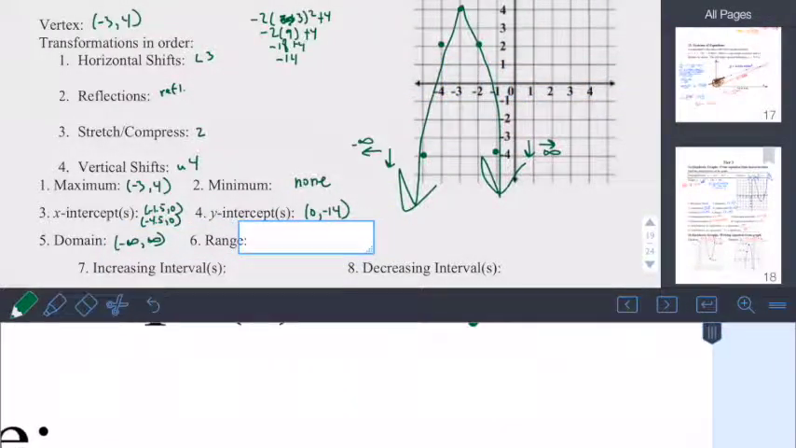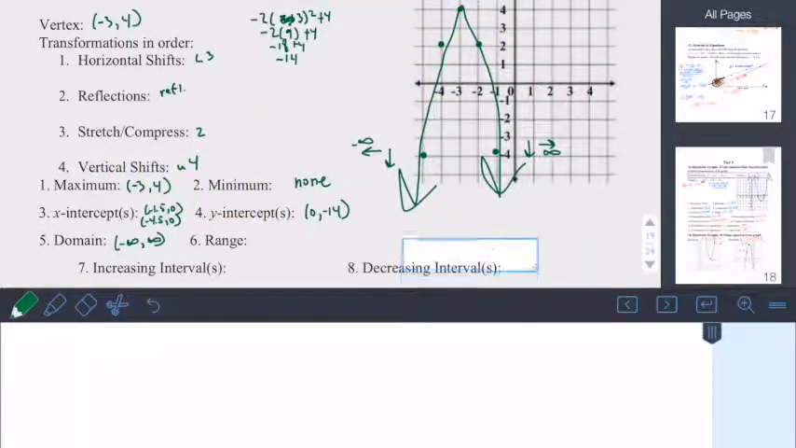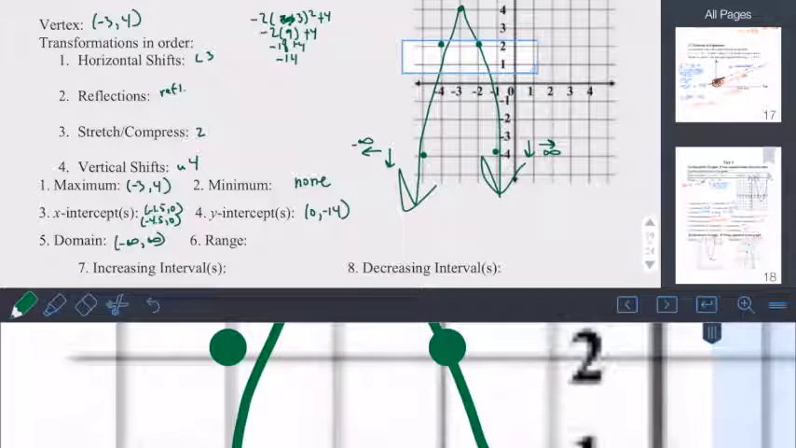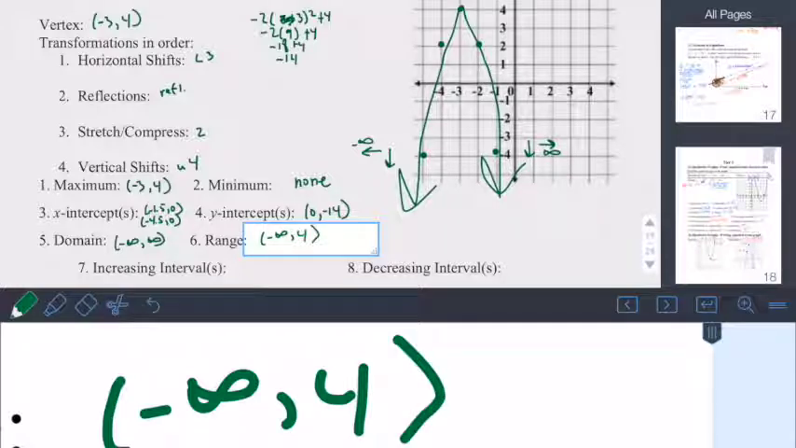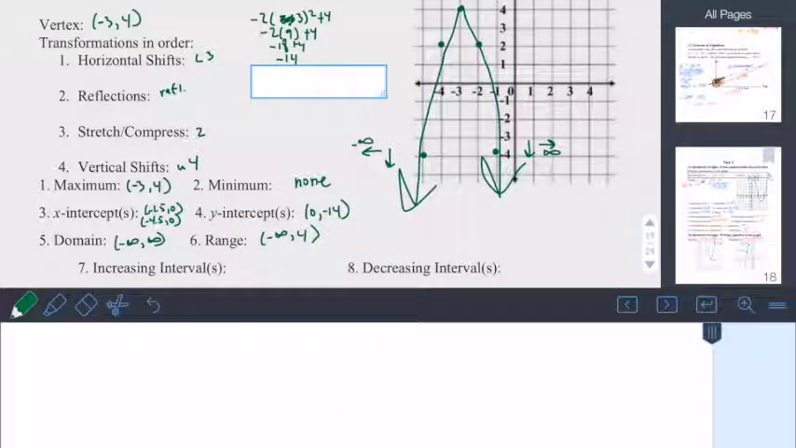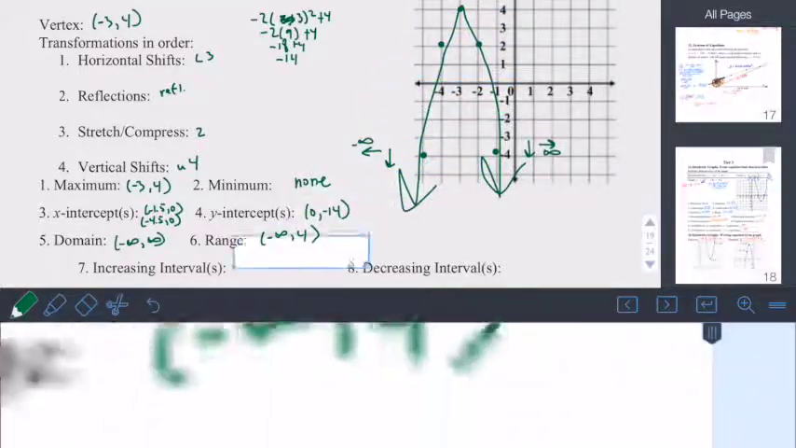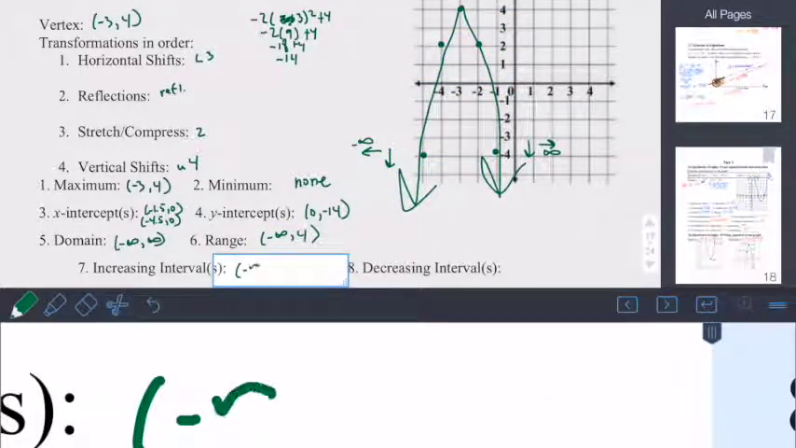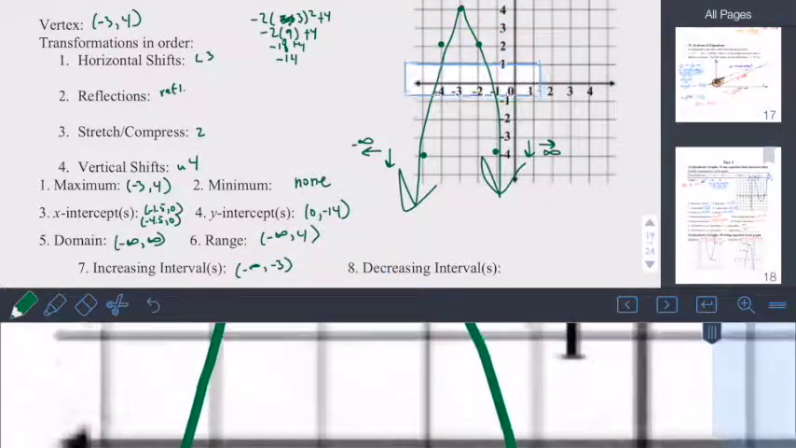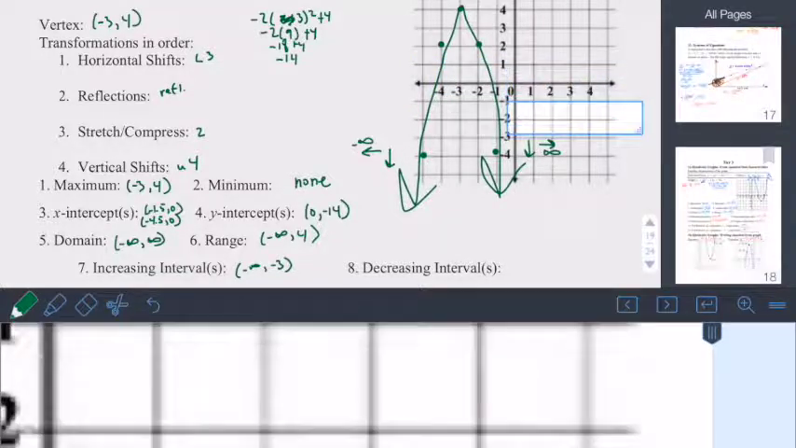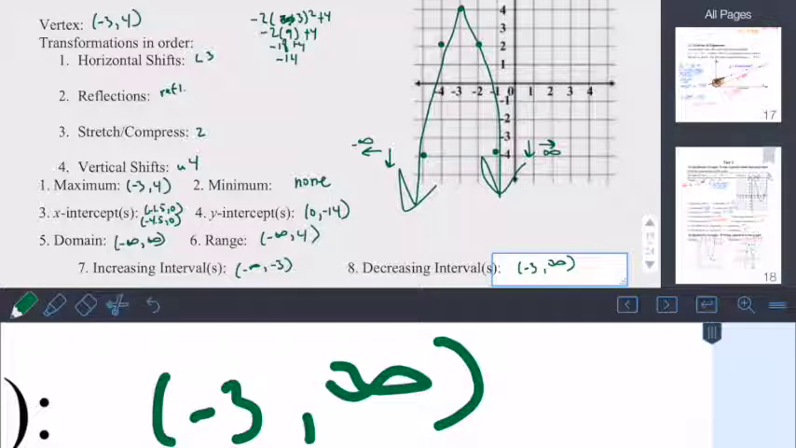Then my range, well, remember I have a maximum of 4. So it's everything from the bottom until 4 and no higher. So my range is from negative infinity until 4. It's increasing from the start of the function until negative 3, right? It's going up and up and up until negative 3. So it's increasing from negative infinity to negative 3. Then it starts decreasing at negative 3 and decreases the rest of the time. So from negative 3 to positive infinity, it's decreasing.